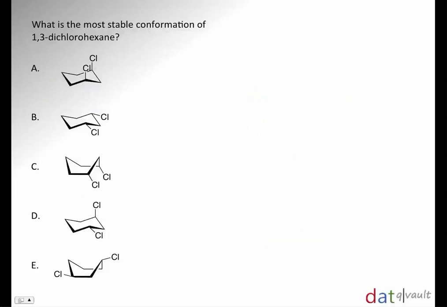Alright, with that said, let's quickly do a practice problem. This problem, similar to one you will see on the DAT, is asking for the most stable conformation of 1,3-dichlorocyclohexane. So you have 5 options. Why don't you pause the video, pick out the most stable conformation, and then we'll work through it together.